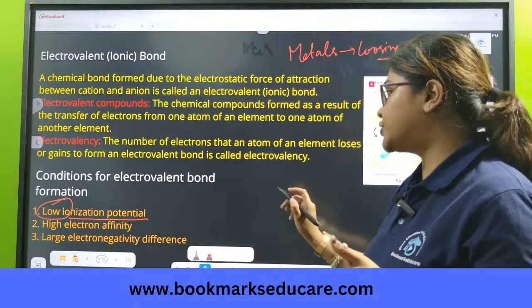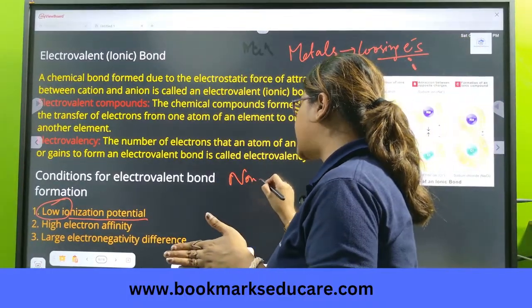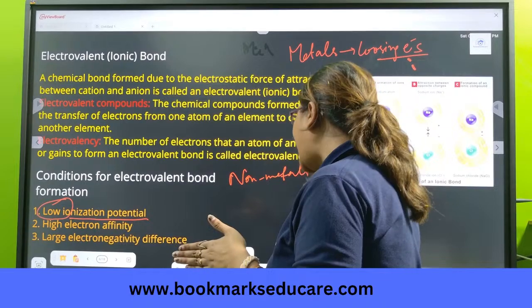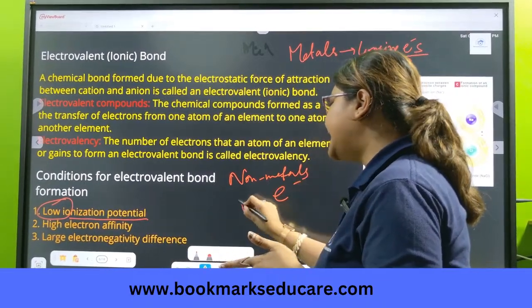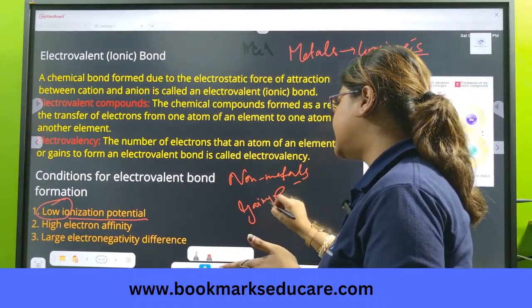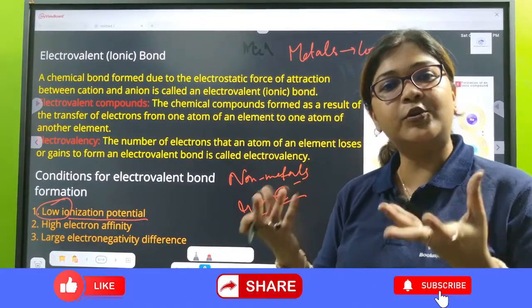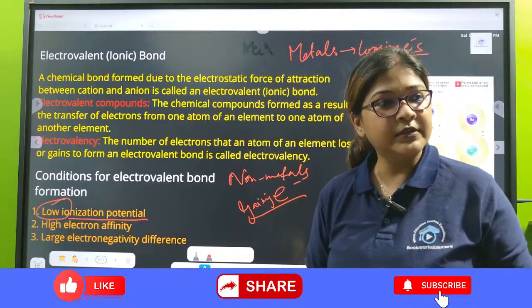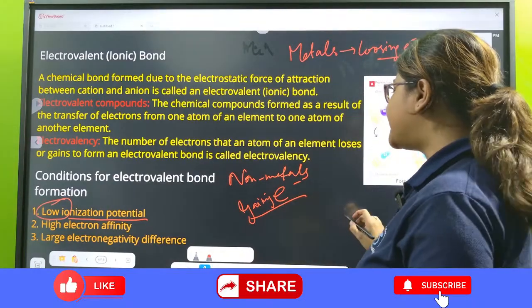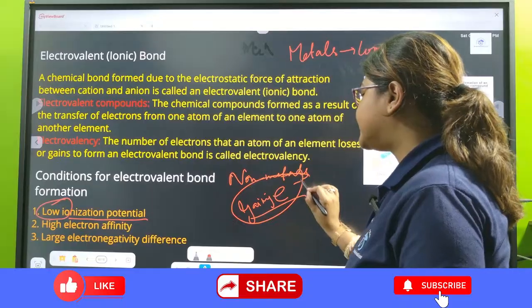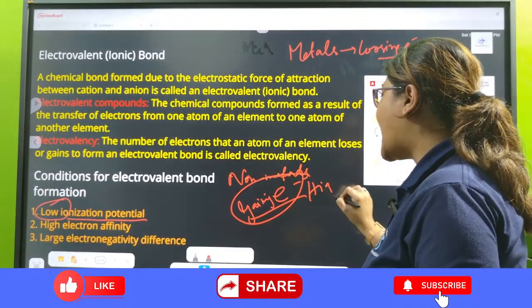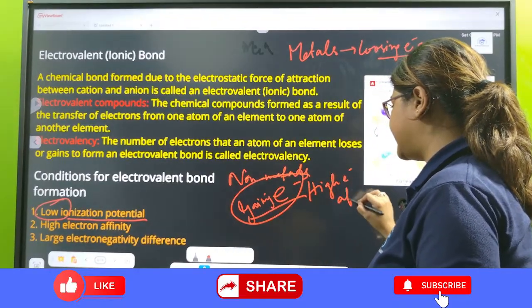What about electronegativity? For non-metals, what did we see? That they are gaining electrons, right? So they should have high electron affinity, then only they can gain the electron. Therefore, they should have high electron affinity.